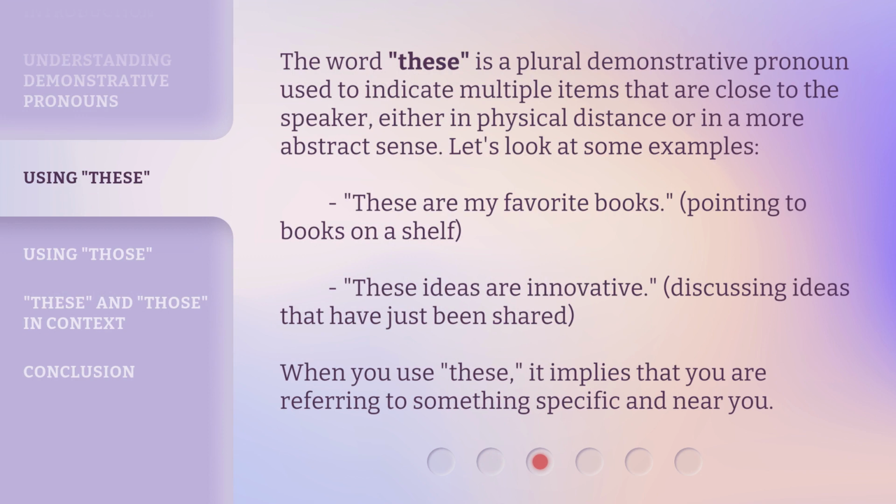The word these is a plural demonstrative pronoun used to indicate multiple items that are close to the speaker, either in physical distance or in a more abstract sense. Let's look at some examples. These are my favorite books. Pointing to books on a shelf. These ideas are innovative. Discussing ideas that have just been shared. When you use these, it implies that you are referring to something specific and near you.